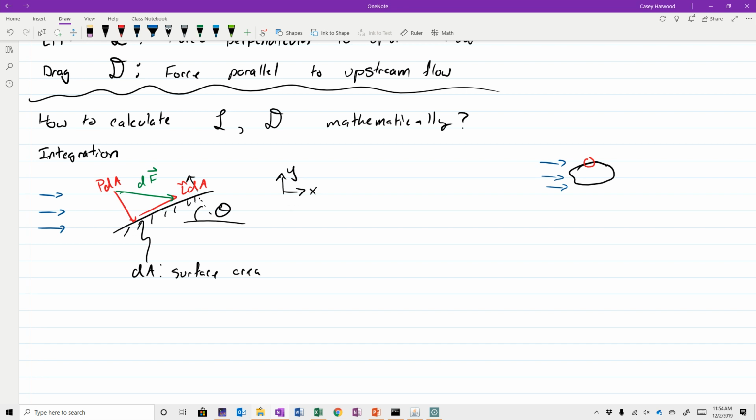Now on the surface, we've already defined a normal vector, but there's also a tangential unit vector. Okay, so we've got our global xy, which is horizontal and vertical, but we've got a normal tangential coordinate system that's defined on this little element of the surface.